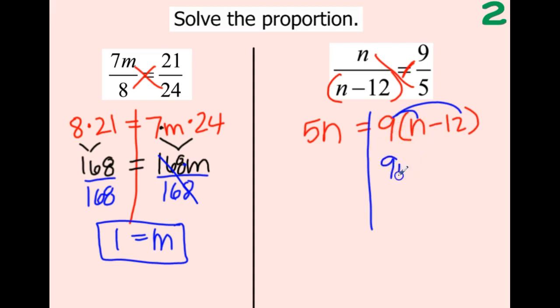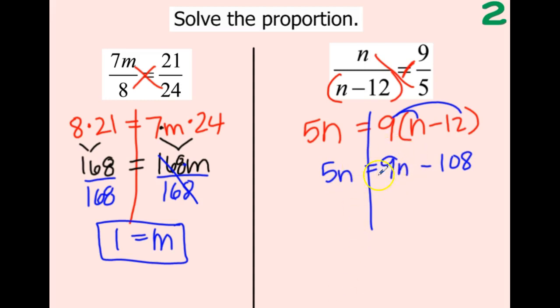9 times n is 9n. 9 times negative 12 should give us 108. And over here we have 5n.